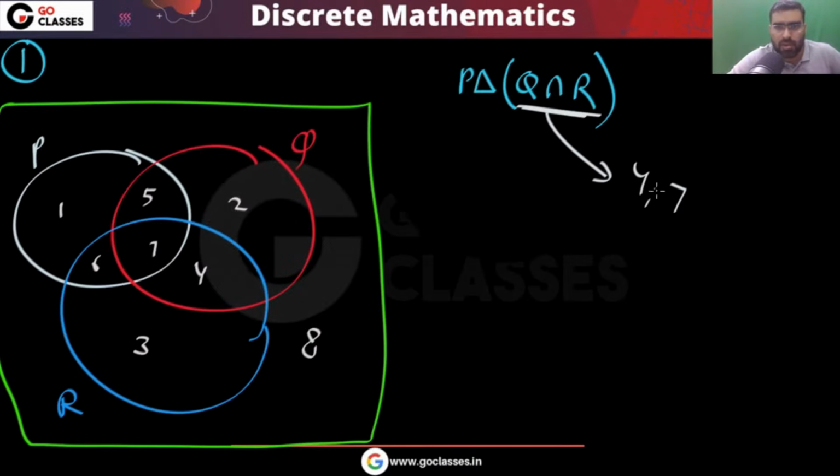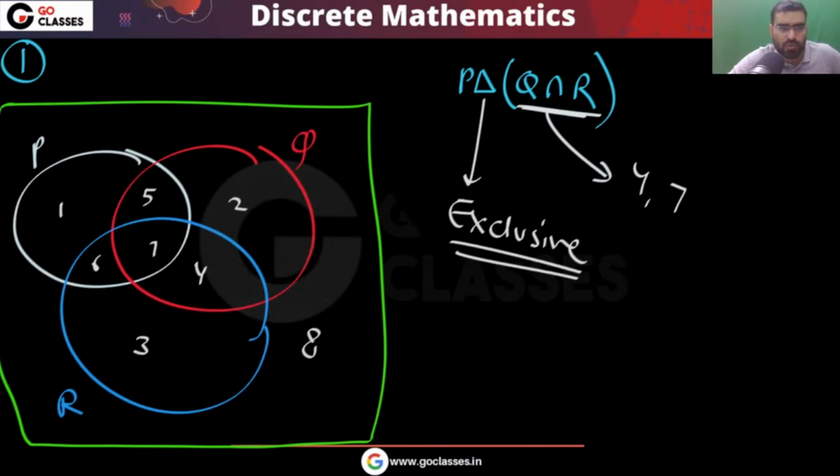Now this symmetric difference with P. So areas 4 and 7 symmetric difference with P. That is the exclusive area. Remember, this means exclusive.